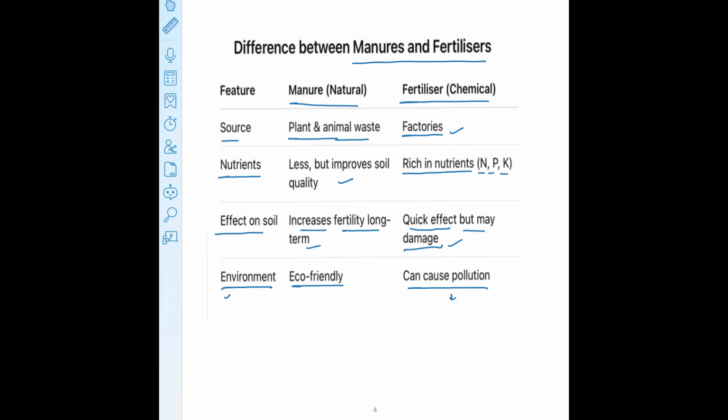Fertilizers dissolve in water and may reach ponds, rivers, or underground water, causing pollution that is also known as eutrophication. And if chemical fertilizers remain in food crops, they may harm human health when consumed.